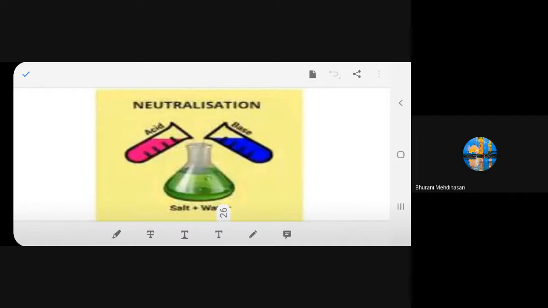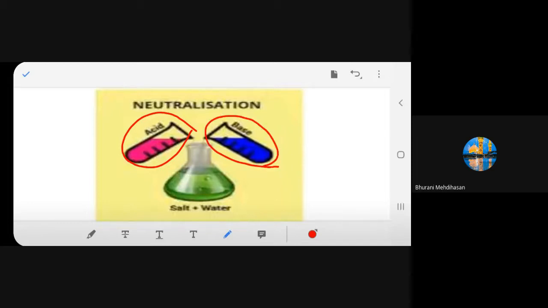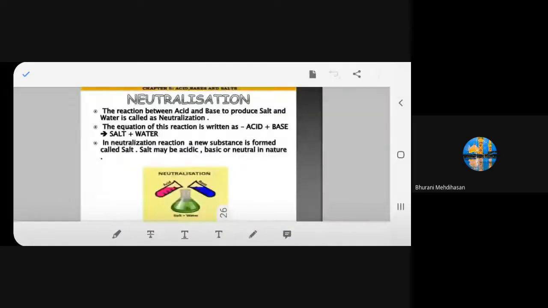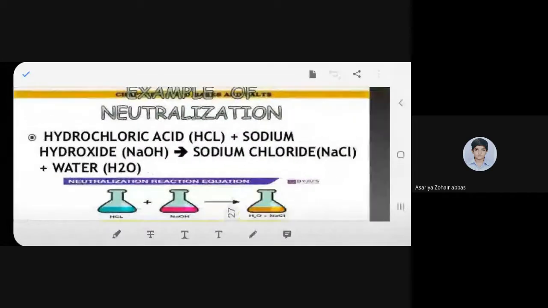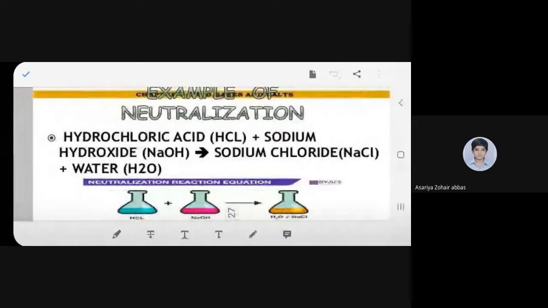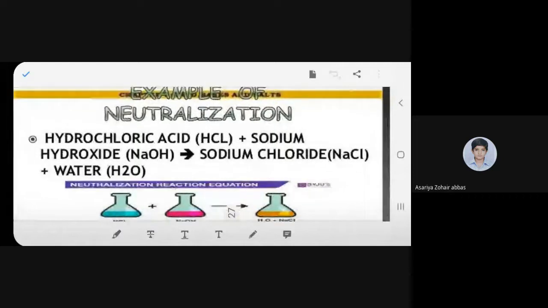You can see over here, this is acid, red, blue is basic, right, beta? And we are adding it into a conical flask, right? And what you are getting? Salt plus water. Is this clear? Now some examples on neutralization. Now we will be taking up examples.